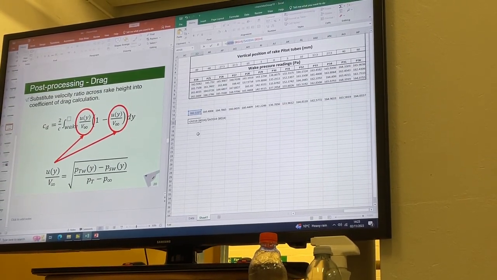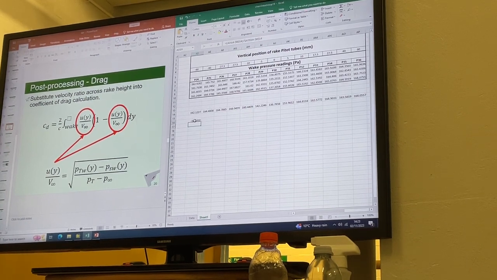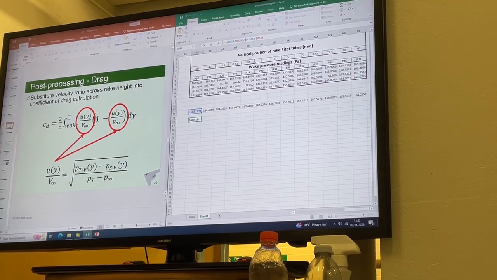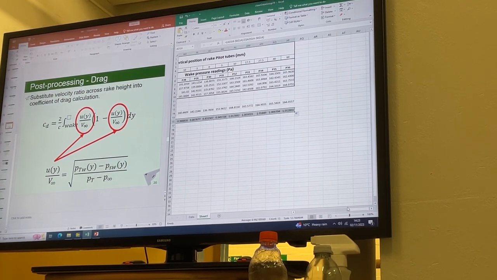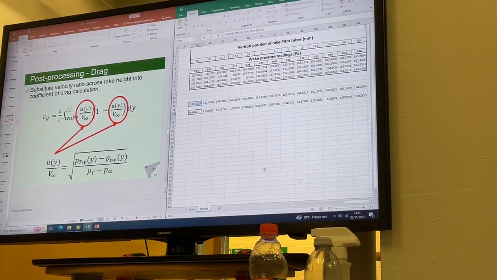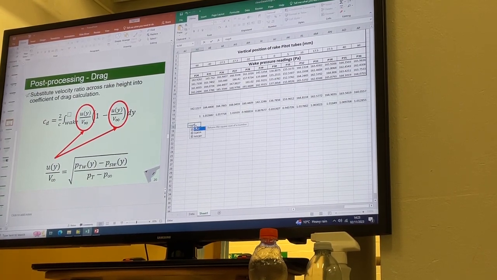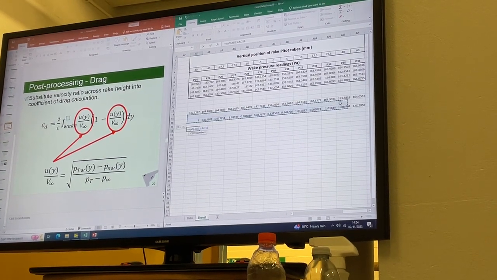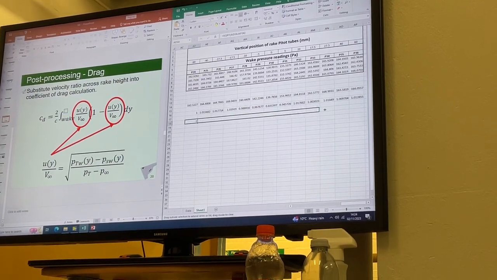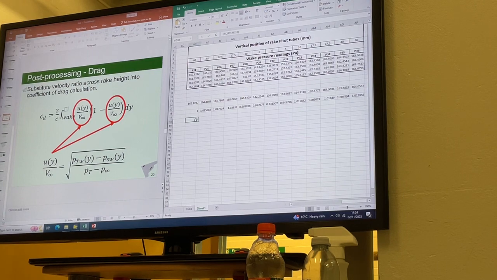So what would you expect the first value here to be? One. Yeah, it should be 1. Then you just drag it across. So now you need to do square root of this to get the velocity ratio. So you just put SQRT function for square root. You select all of these. You just take the square root of this first one. Just drag it.